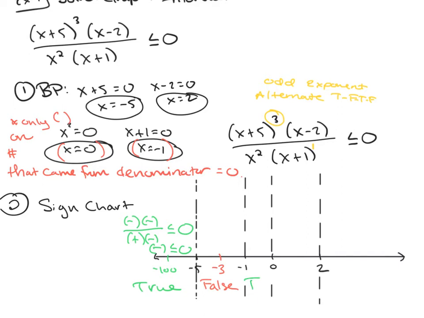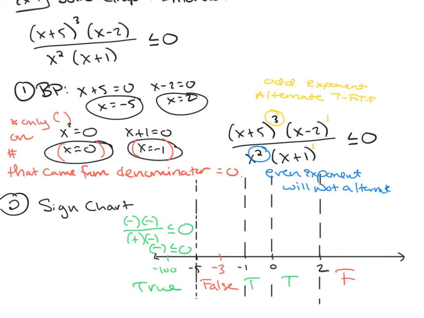0, however, came from having an even exponent. So the even exponent will not alternate. So if it was true on one side of 0, it will stay true on the other side of 0. And then finally, at x equals 2, the x equals 2 came from x minus 2, which had another odd exponent, so that should alternate and go back to false.